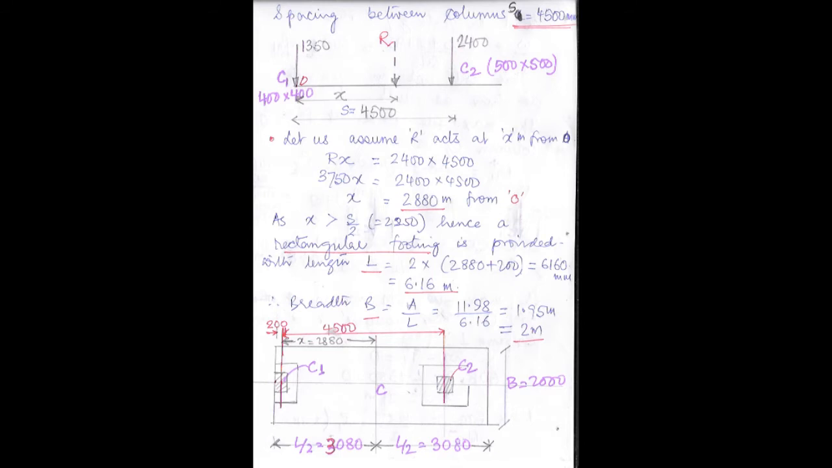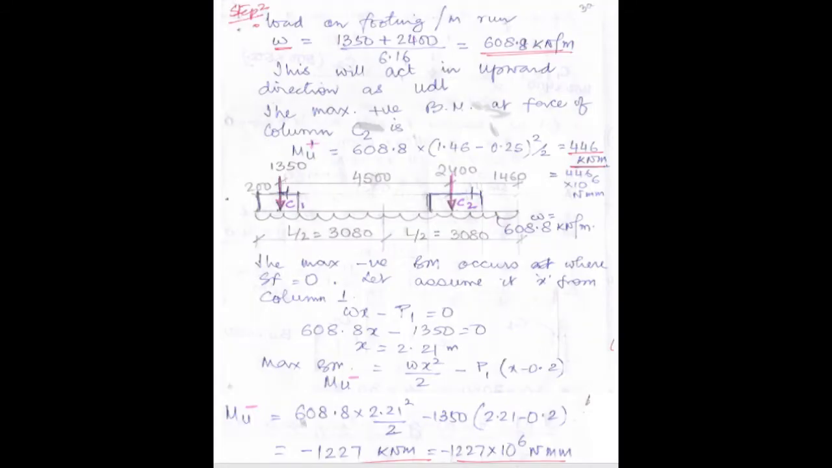And how can we find out the breadth? Breadth is equal to A by L. What is the area? Area we have found out 11.98, divided by 6.16. That gives us 1.95 meter as the breadth. So here we will take breadth as 2 meter, which means 2000 millimeter. So you draw the diagram over here, and the length, as you can see, I have shown 6160 millimeter. That is the center line. Half the distance is 3080. So please note down the diagram and we will proceed further.